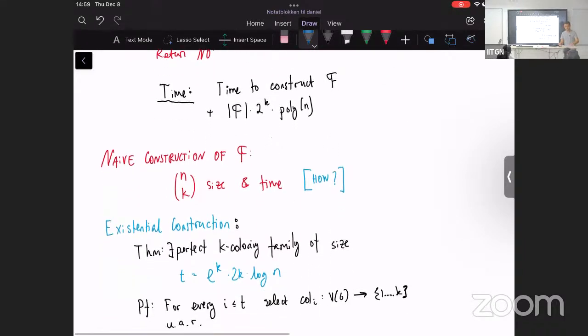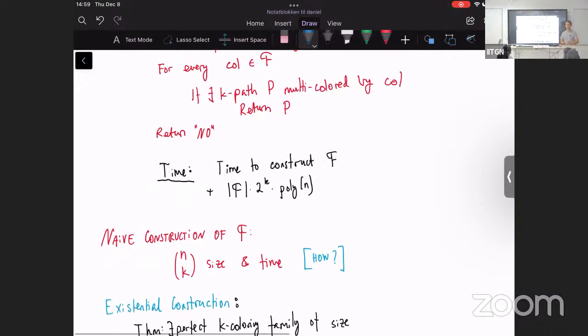What about a naive construction that only uses a lot of sets? Like, it uses a lot of colorings, like n to the k colorings, and takes n to the k time to construct. Let's ask it right now. How would you make a construction of perfect k-coloring families where the size of the family is n choose k?